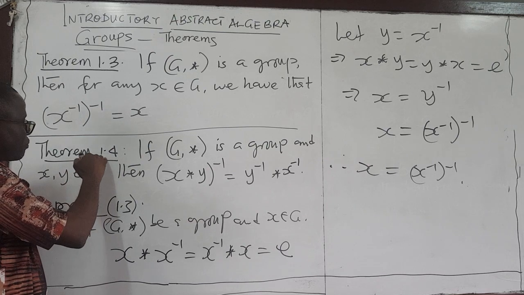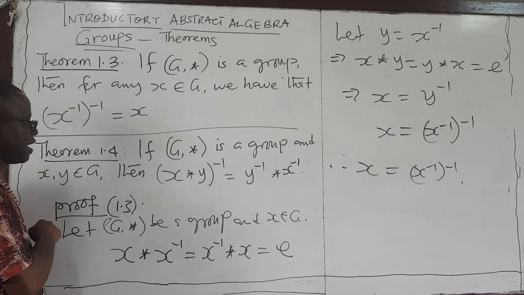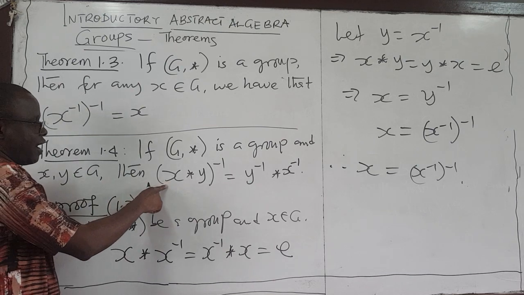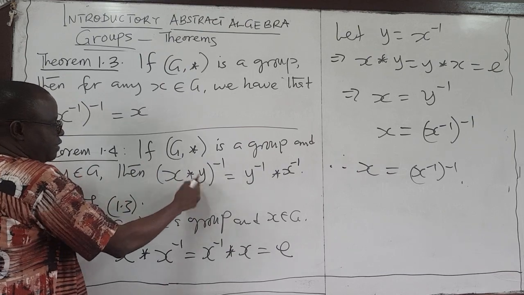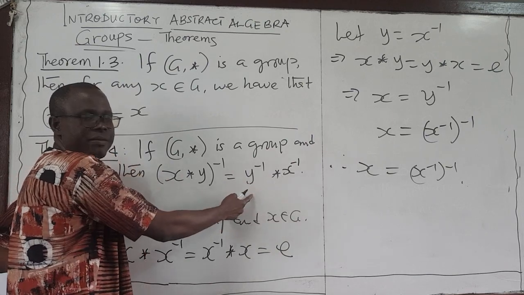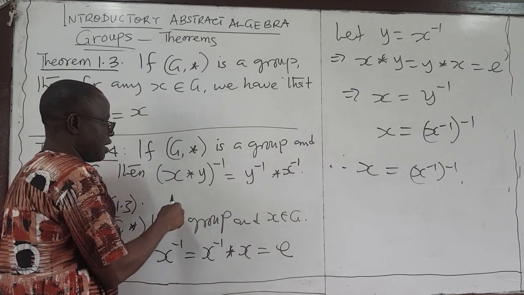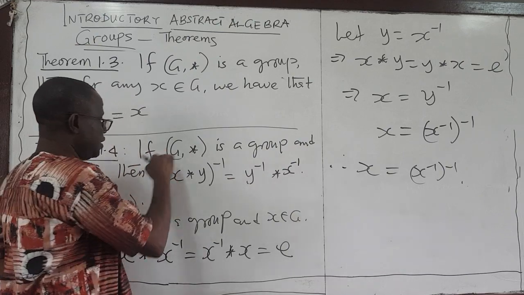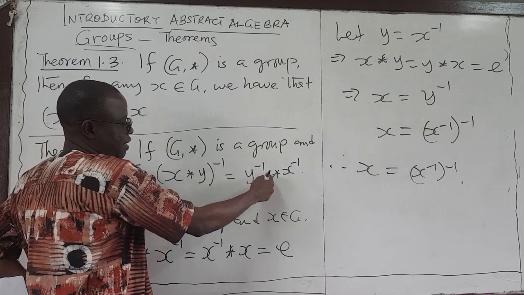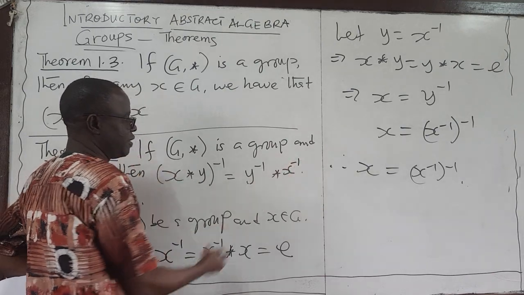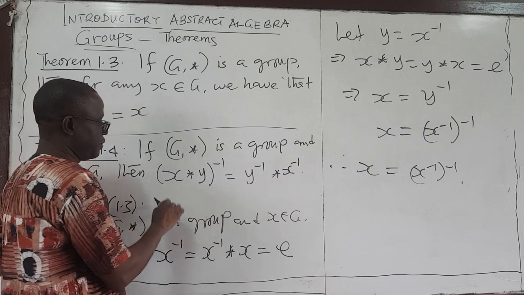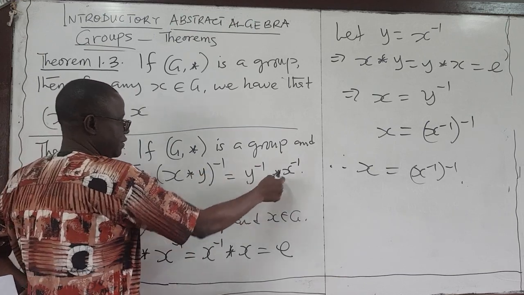The next one is theorem 1.4. This says that if G is a group, and x and y are elements in G, then the inverse of x star y is equal to y inverse star x inverse. The order is very important. Okay, so pay attention to the order. If G is an abelian group, which means it's commutative, then the order is not important, right? Y inverse star x inverse will be equal to x inverse star y inverse. But in general, we are not told it's abelian. In general, this is how it should be, right? The inverse of x star y should be equal to y inverse star x inverse.